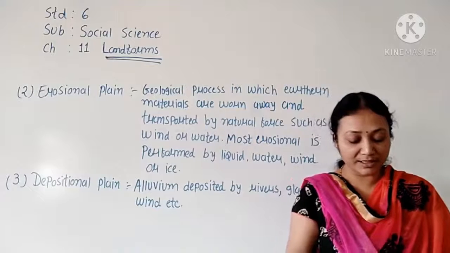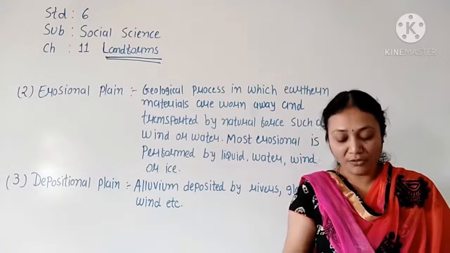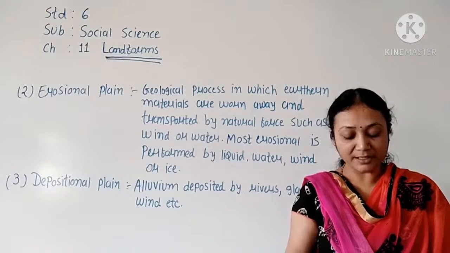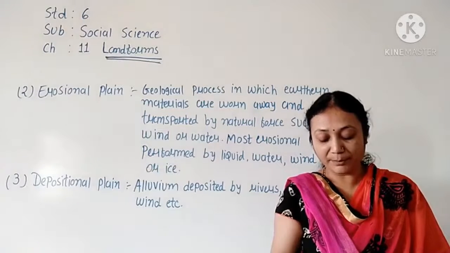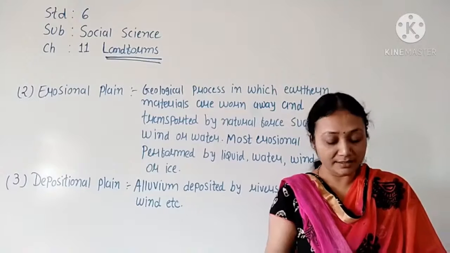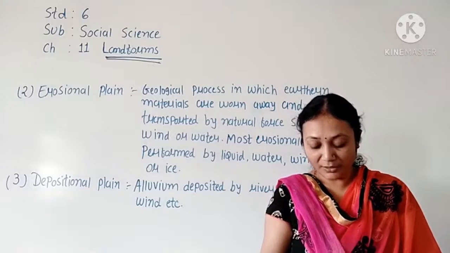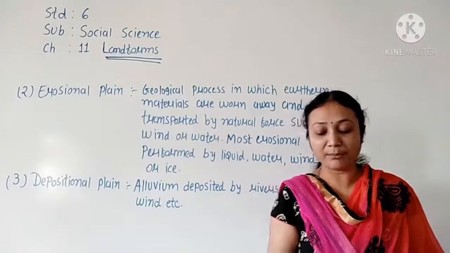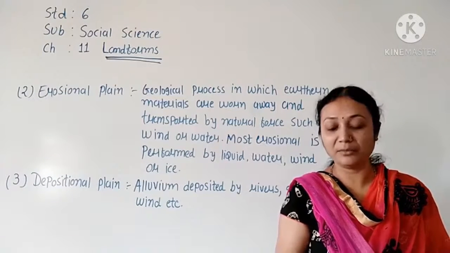Now the next one, the third one, is depositional plains. This type of plain is formed because of alluvium deposited by rivers, glaciers, wind, etc. in the lakes or seas. Such plains are also called depositional plains and also riverine plains. The river plains of Ganga and Yamuna in India, Huanghe plains in North China, and Lombardy plains formed by the Po river in Italy are unique examples of alluvial plains.